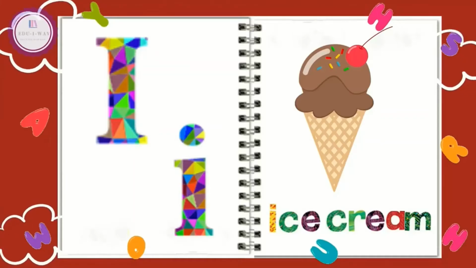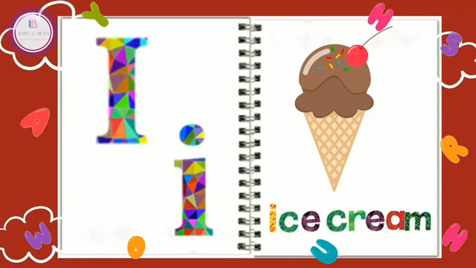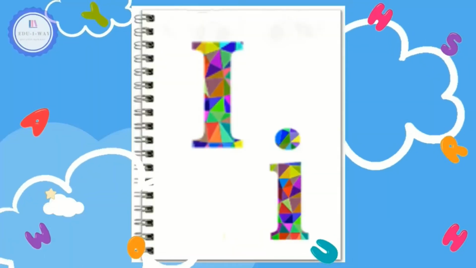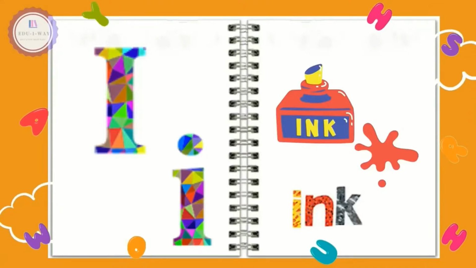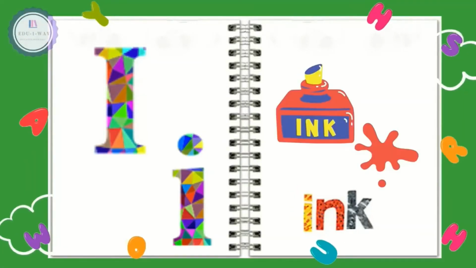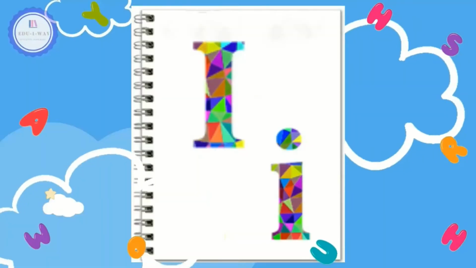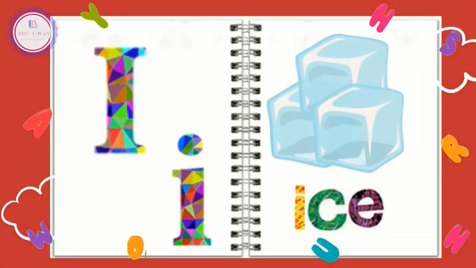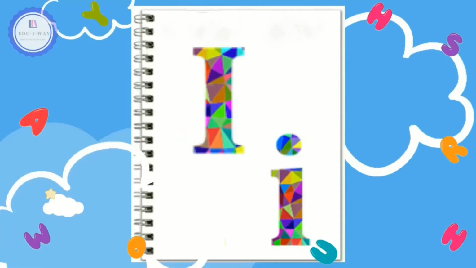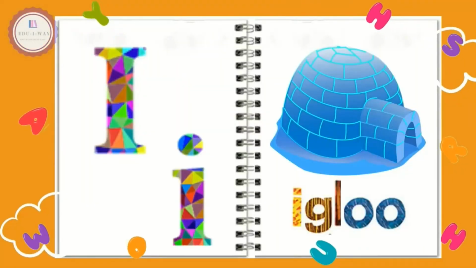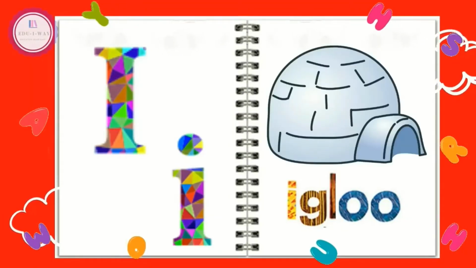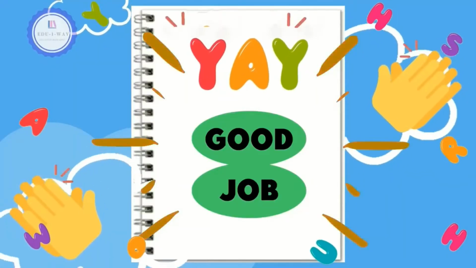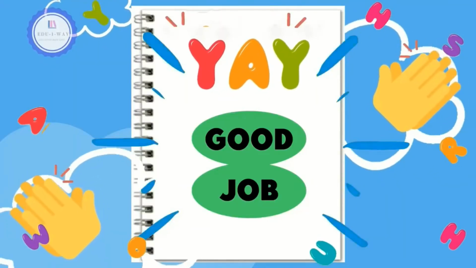Again! I for ice cream. Ice cream, ice cream, ice cream. E for ink. Ink, ink, ink. I for ice. Ice, ice, ice. E for igloo. Igloo, igloo, igloo. Yay! Good job!